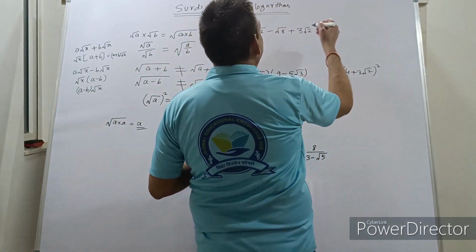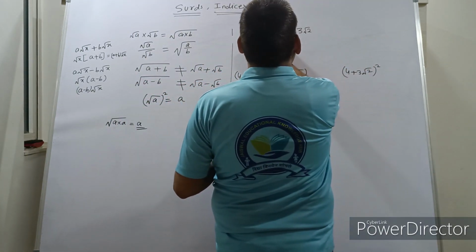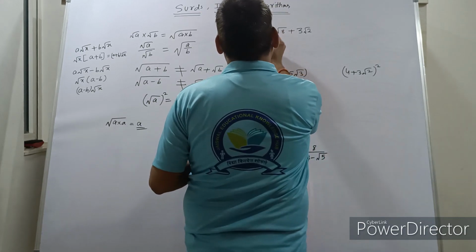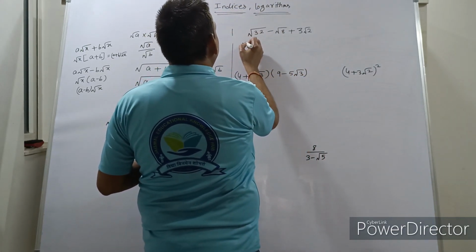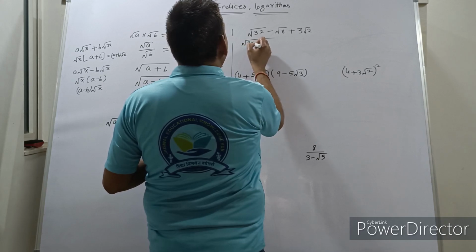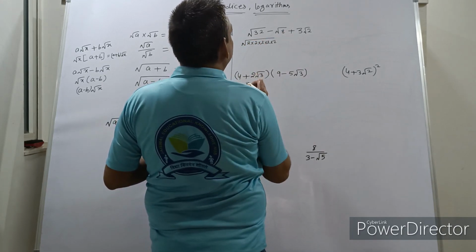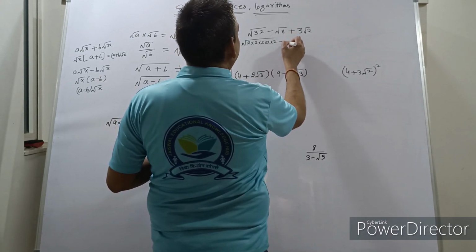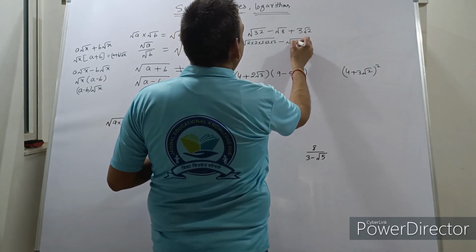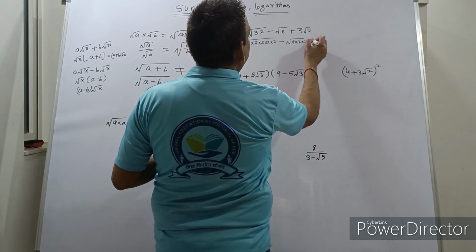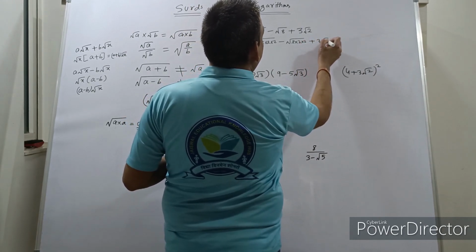So like previously we just did, 32 is nothing but 2 five times. So this is nothing but 2 into 2 into 2 into 2 into 2. Clear? Minus 8 is nothing but 2 into 2 into 2, and this will be 3 root 2.